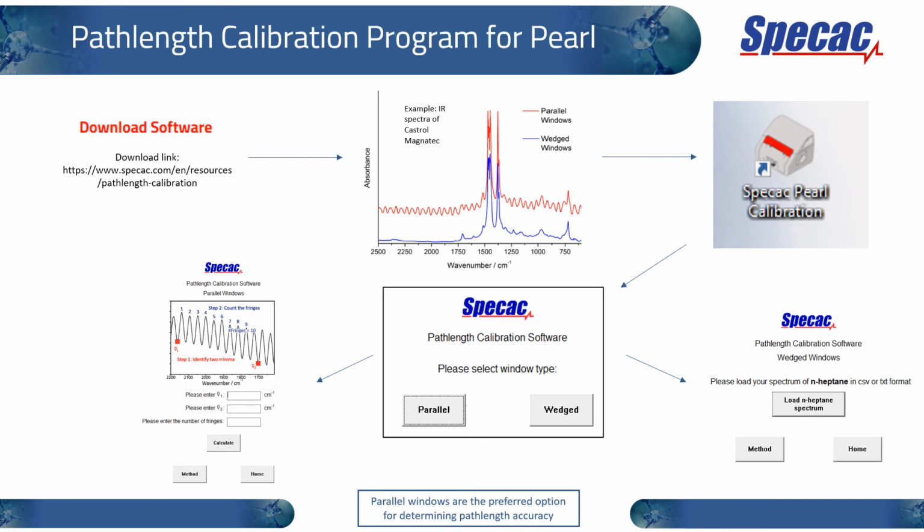If you're very keen on determining the path length accuracy, you can download the software from the link as seen on this slide, collect your spectra, and then use the Pearl calibration software to accurately determine the path length. Once you've downloaded the software, you'll be able to find some videos to give you a step-by-step guide as to how to measure the path length accurately for both the parallel windows and also the wedged windows as well.